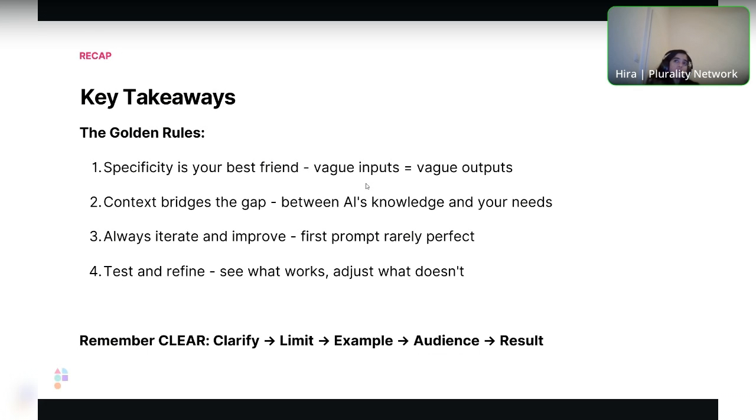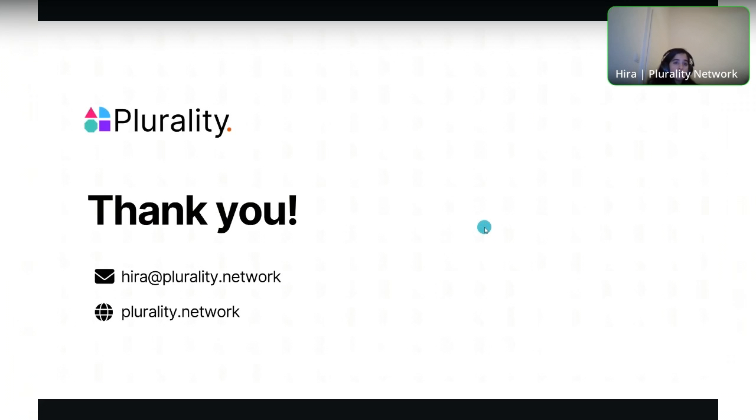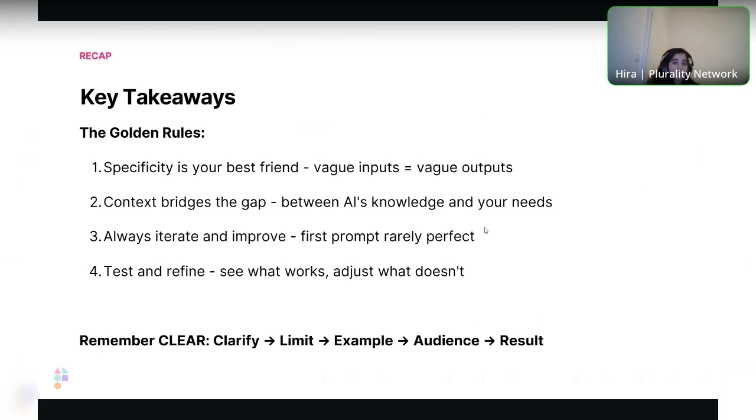At that point, you can go for some vagueness, but with examples. Context is the bridge between AI's knowledge and your specific needs. You can iterate and improve. You don't need to go with the first prompt that you get. You can keep iterating, keep improving, and test and refine to see what works.